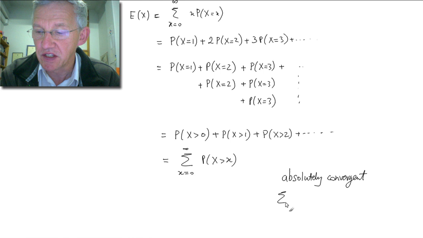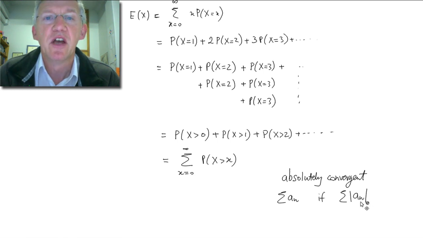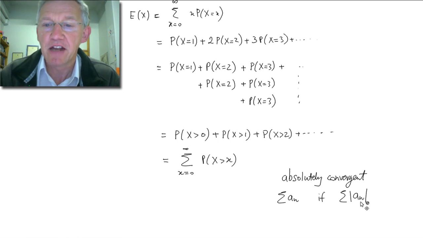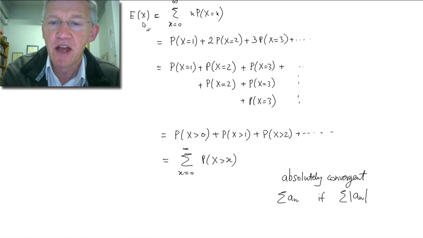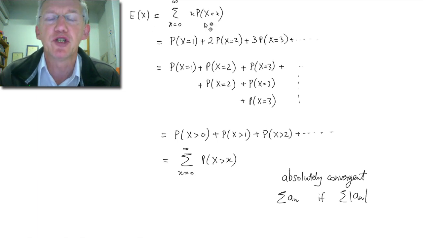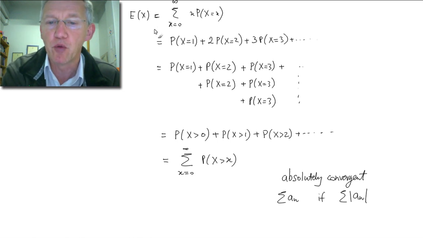And a series sum a_n is absolutely convergent if the sum of the absolute values of the terms converges, and it's been implicit in our argument all the way through that this expression here exists. In other words, we're assuming that we're dealing with a random variable which has a finite mean. In other words, this series here converges.